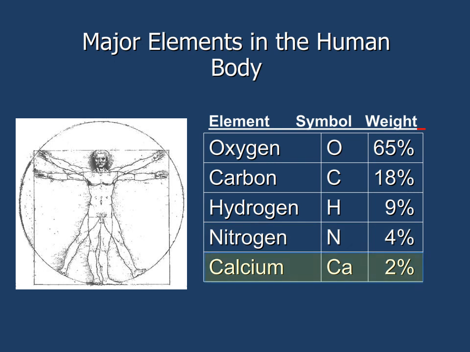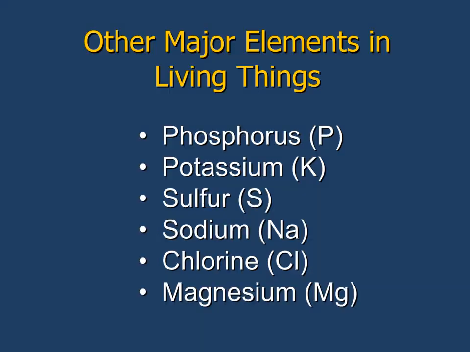And finally, calcium is also somewhat important in the body. It comprises about 2% of the weight of the body, but of course you already know that calcium is very important in the creation of teeth and bones, and without calcium we couldn't have proper contraction of the heart. So other major elements that are important in the body include phosphorus, indicated by chemical symbol P, potassium, which is indicated by K, sulfur, S, sodium, Na, chlorine, Cl, and magnesium, Mg.